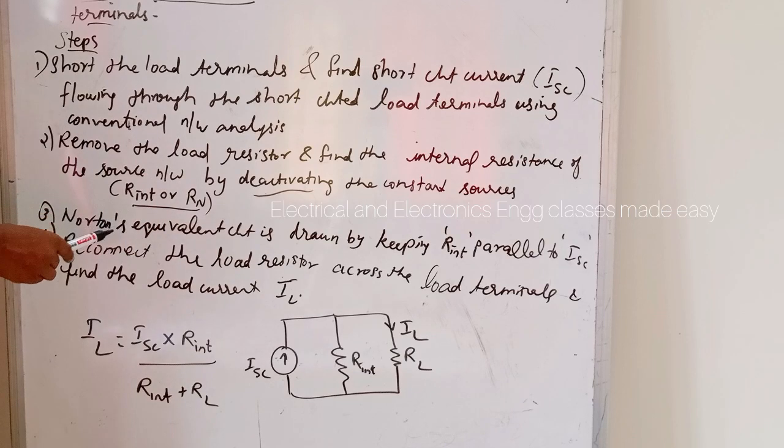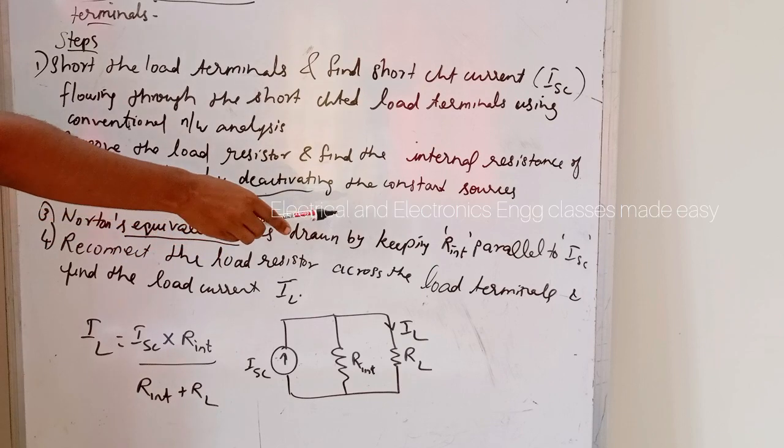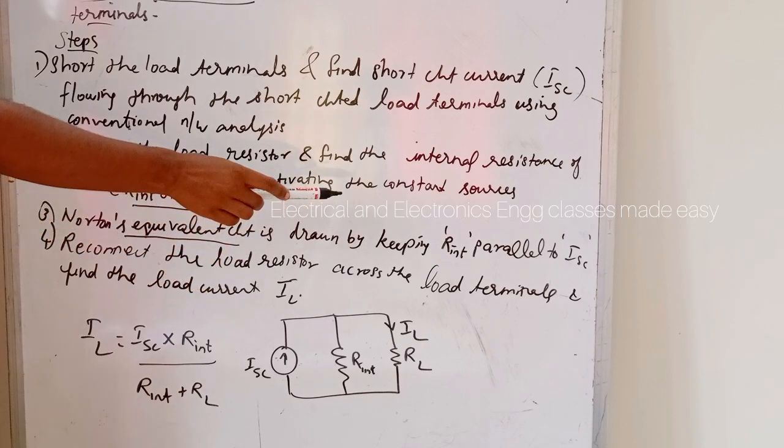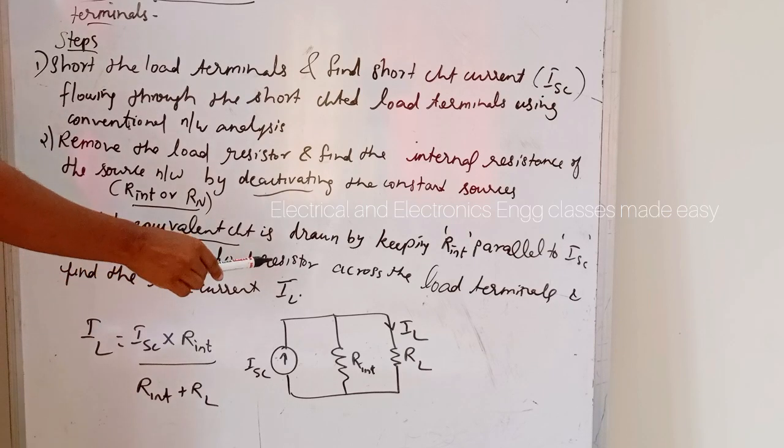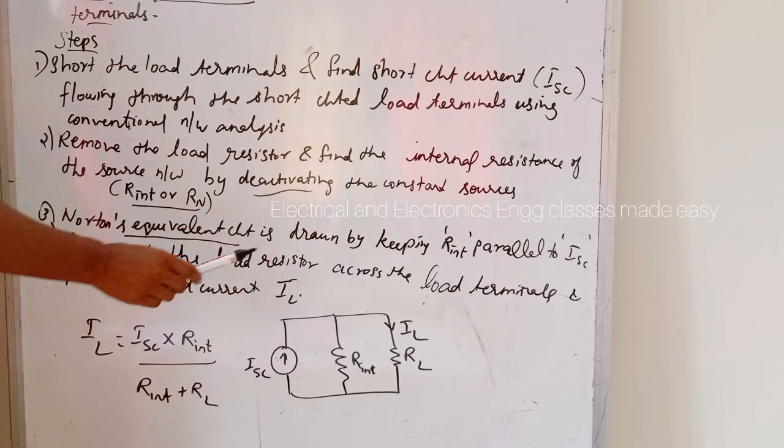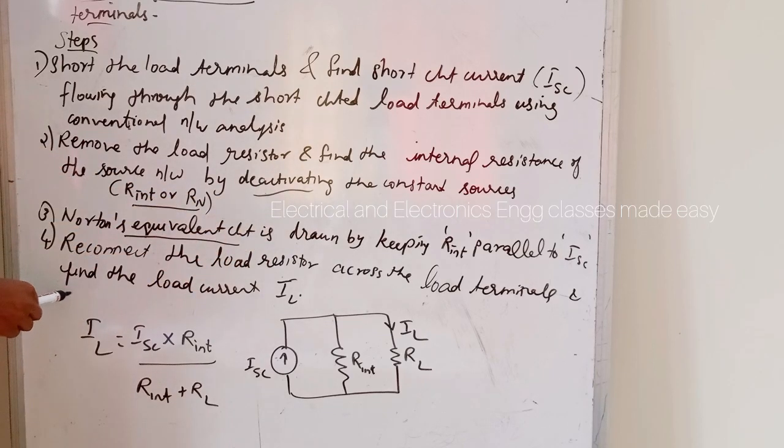Third step is Norton's equivalent circuit is drawn by keeping R internal in parallel to the ISC. Then fourth step, reconnect the load resistor across the load terminals and find the load current IL. So these are the steps for applying the Norton's theorem.